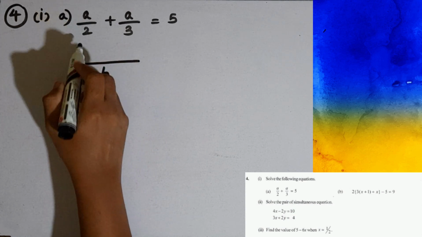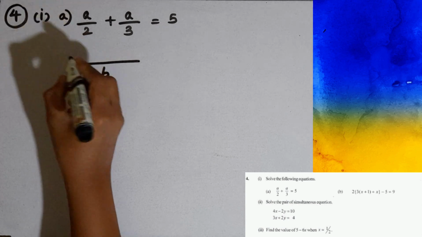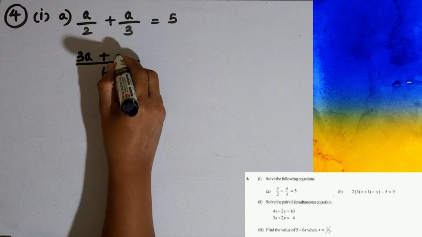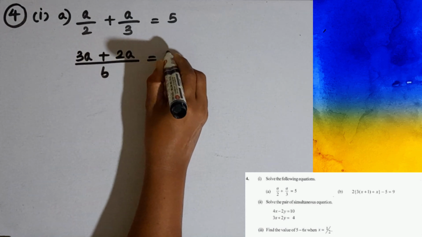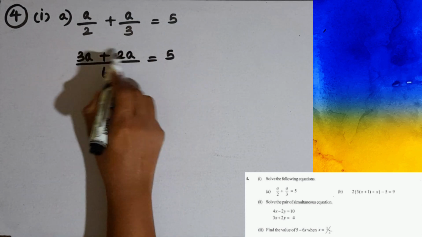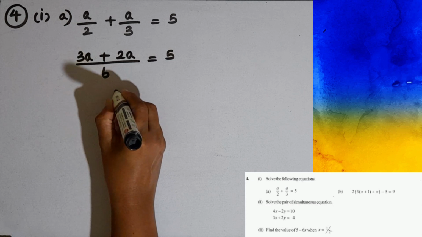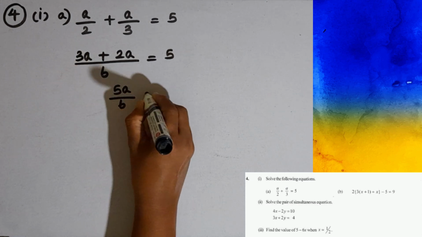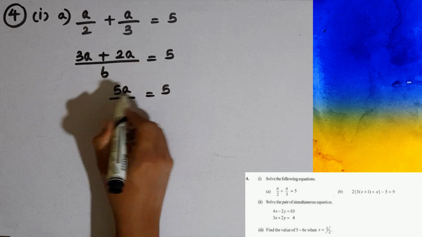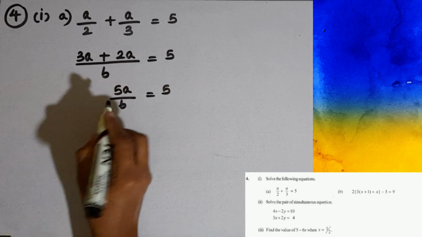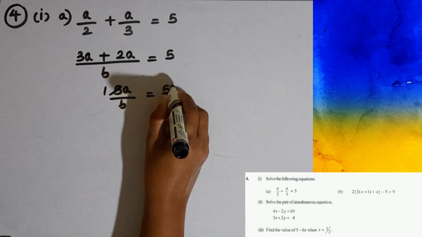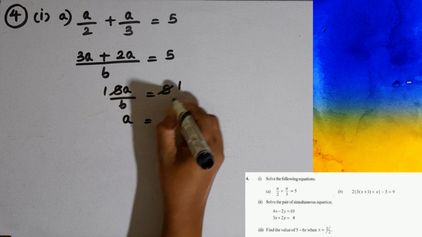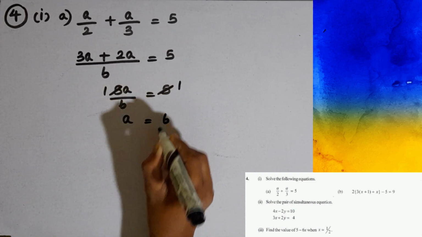The first fraction should be multiplied by 3. 3 times A is 3A. Then the second by 2. 2 times A, 2A, equal to 5. Then for the addition, these two are like terms, so we can add them. 5A. 5A over 6 equal to 5. Then 5 and 5 can be removed as we have common factors. 5 times 1, 5 times 1. So A equal to 6 multiplied by 1 is 6.